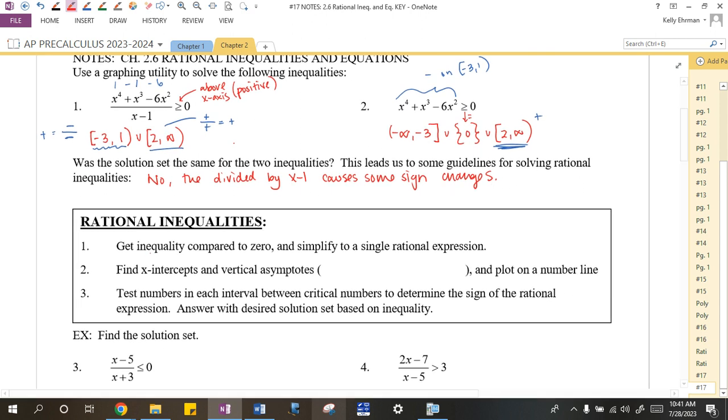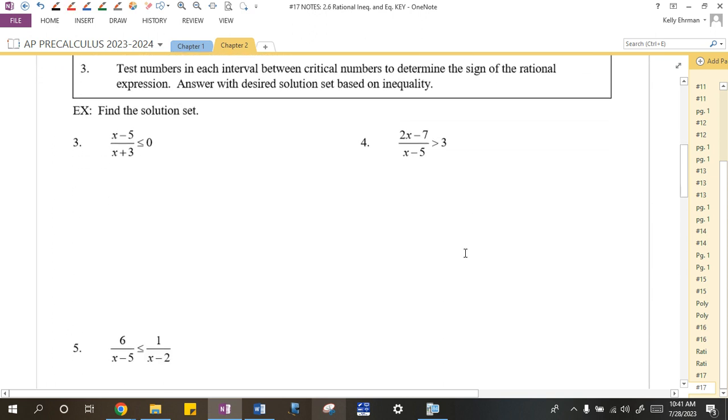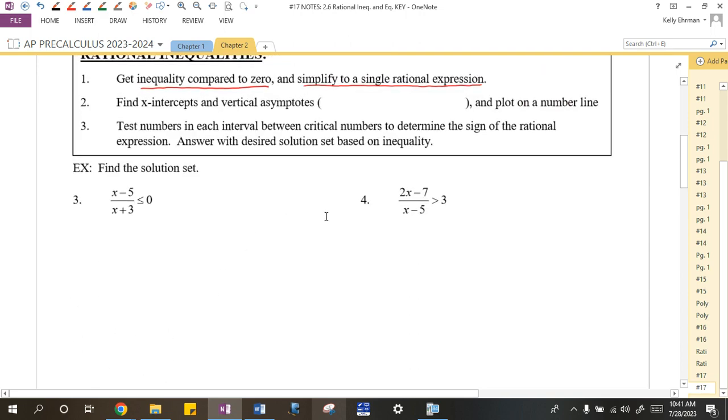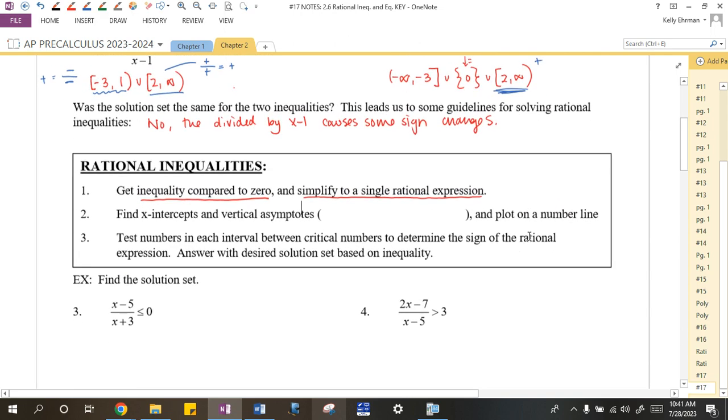So the first step is get the inequality compared to 0 if it's not already. So subtract a 2 or whatever. And then if you need to, simplify to a single rational expression. So we're going to see in some of these problems, we've got a bit of work to do to get this to a single rational expression. I want to make a note here. So never multiply a denominator to the other side.